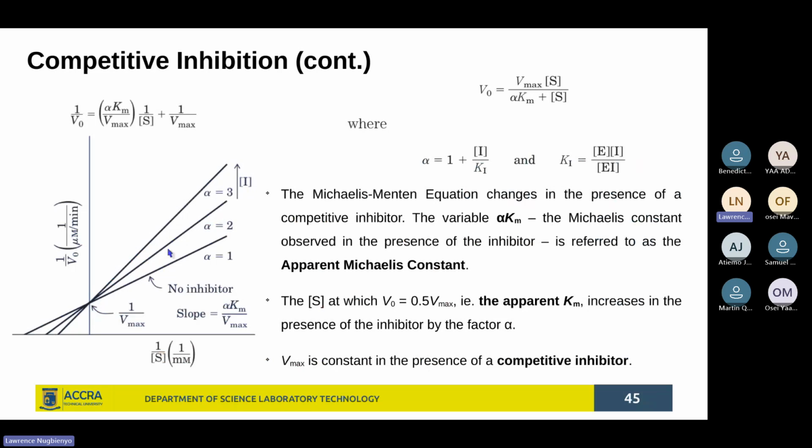But what you notice is that you have an intersection on the vertical axis, which is the maximum rate of reaction, and it is not changing. It's the same at all times. So what it means is that for a competitive inhibitor, the maximum rate of reaction is not affected. It is still constant. Why so?